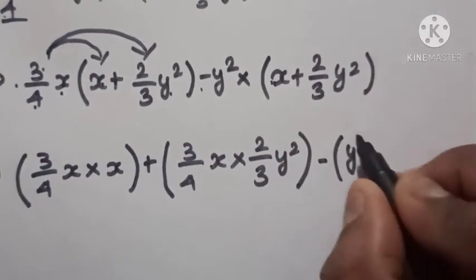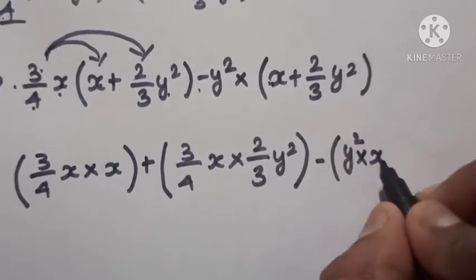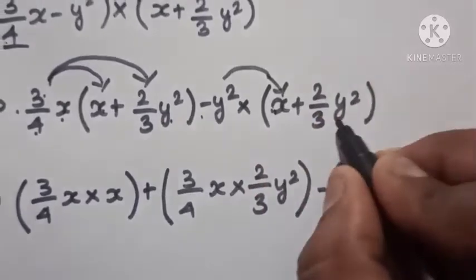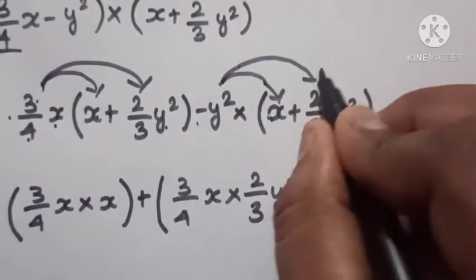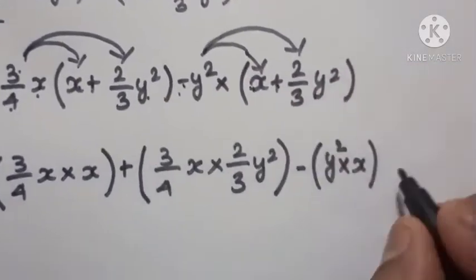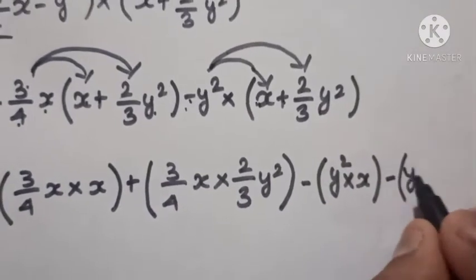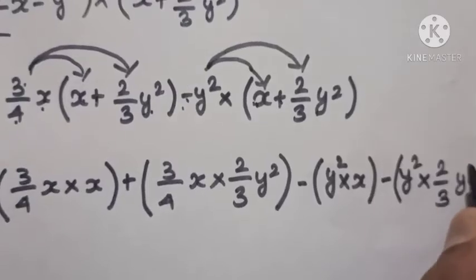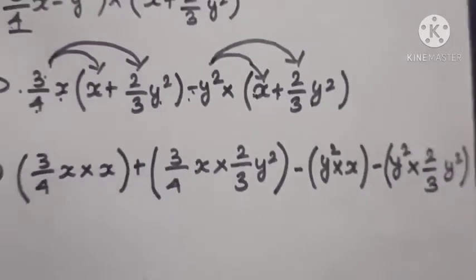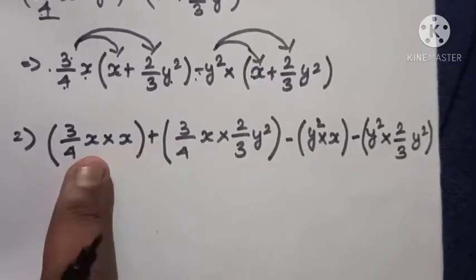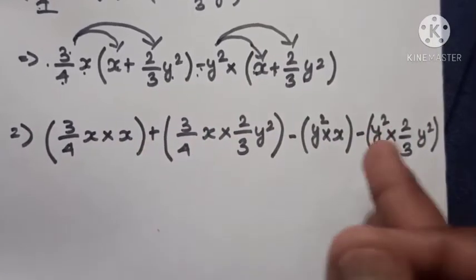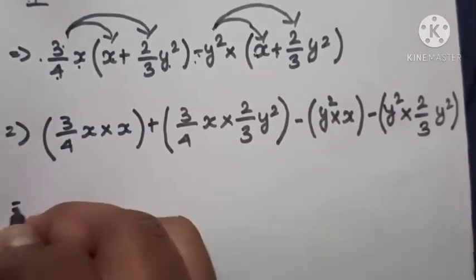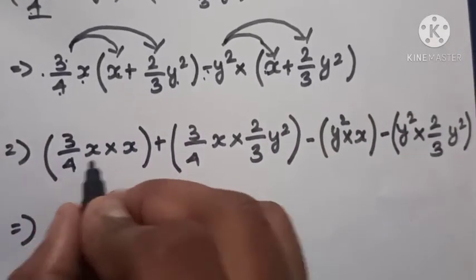So y square is multiplied with x. First we multiply with x, and next we move on to the second term. So plus into minus, minus. So y square is multiplied with 2 by 3 y square. Now we multiply all the terms. Now you can use the normal monomial product method to multiply. So 3 by 4 x into x.